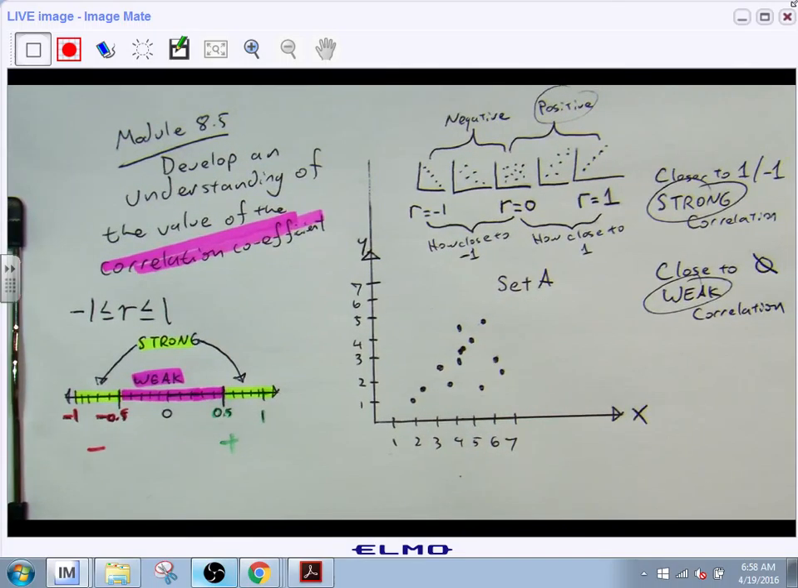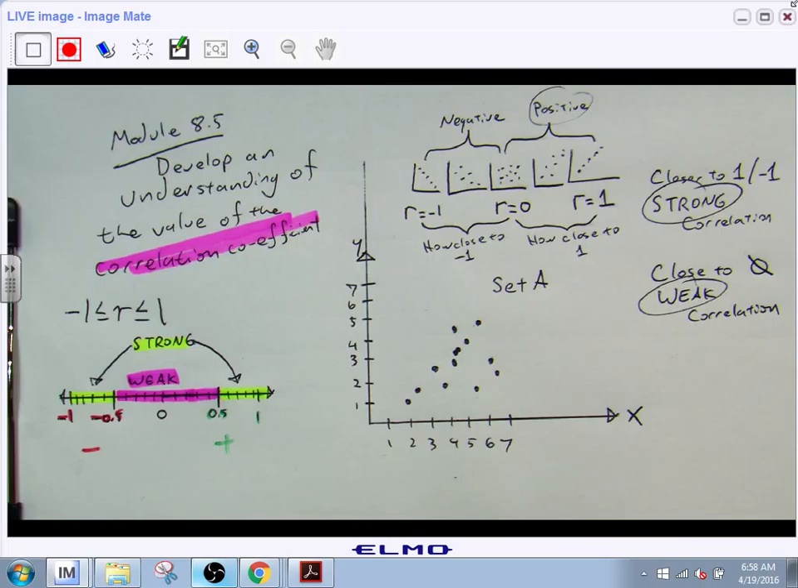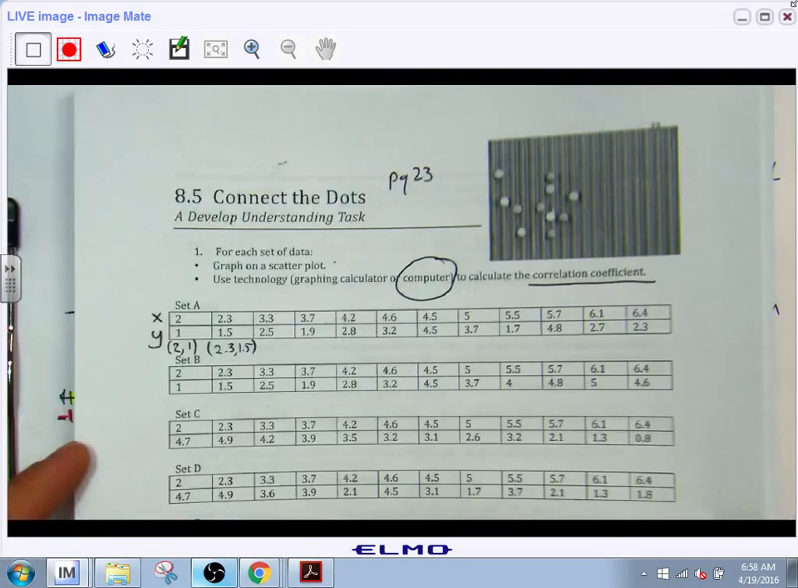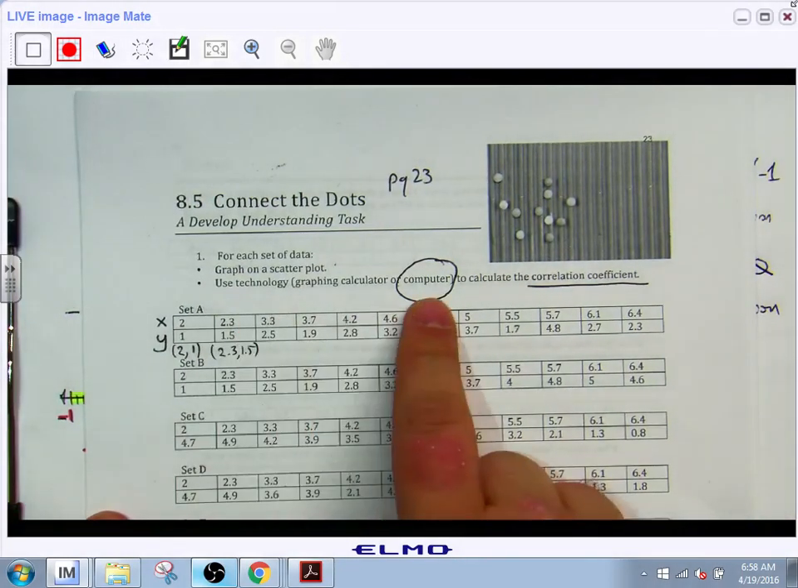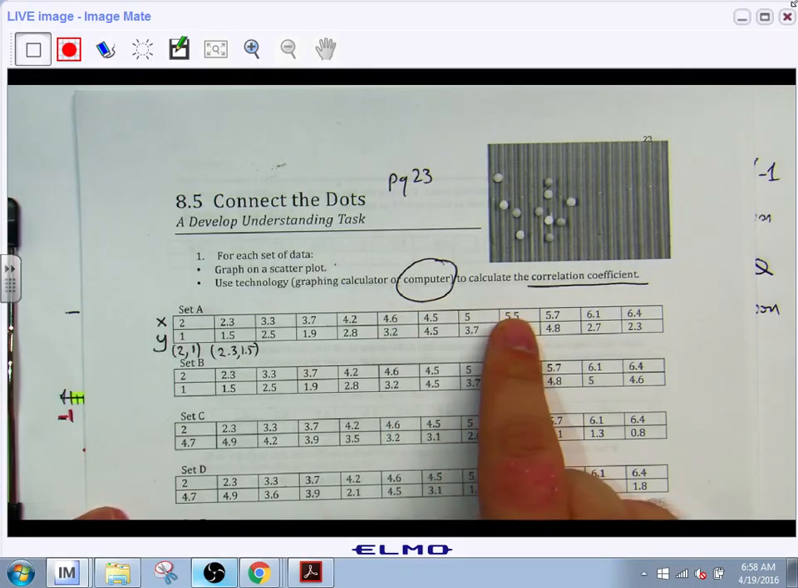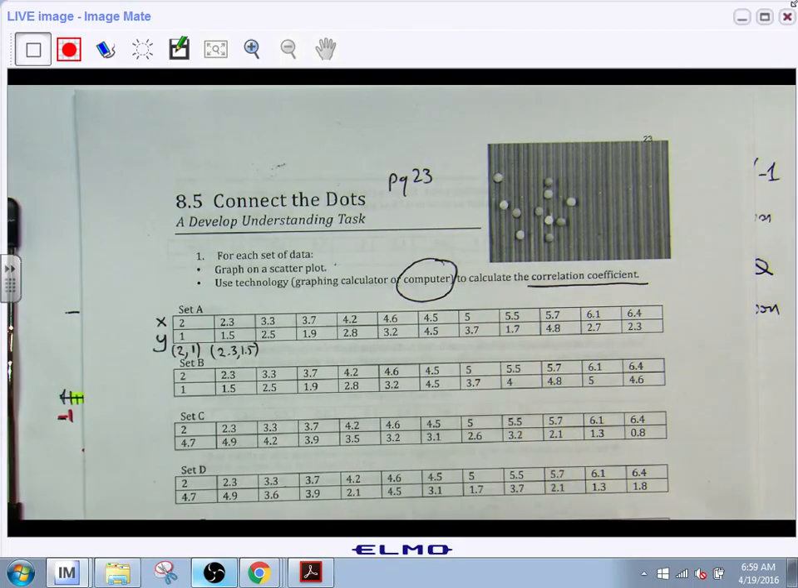There's a lot to take in there, so give it a look-see. See what's going on there. Go ahead and pause it right now if you need to finish taking up some notes. Then let's return back to our sheet. It asks us to use technology, in this case a computer, to calculate the correlation coefficient. So before you go up and grab your computers, give me a second to show you what this looks like.